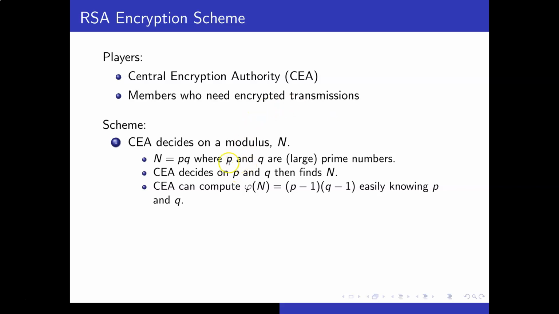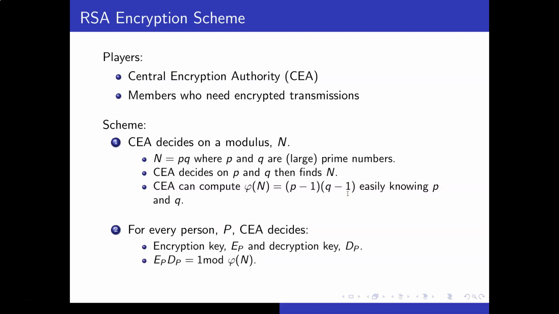So in real life, they find p and q, multiply them, and get n. They don't find n first. They go the other way, find the components. But then p and q, since they are distinct primes, computing the Euler phi is reasonably straightforward. It's just p minus 1 times q minus 1, and it's easy if you know p and q.